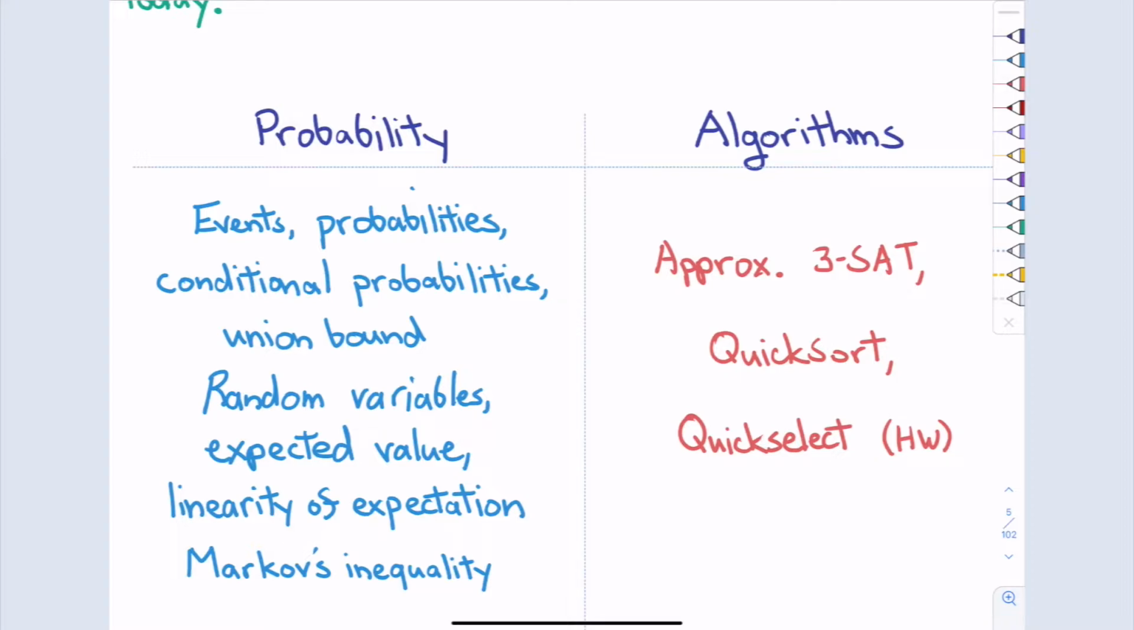As a vehicle, I've chosen three basic problems that you should have all seen before. One is 3SAT, and I'll have some slides about it in a moment. Another is sorting, again a basic topic from undergraduate algorithms. And the third topic is selection. I'm just going to introduce the algorithm and try to get you excited, because you'll analyze it yourself in the homework. But it'll be based on some similar ideas from the other two applications.